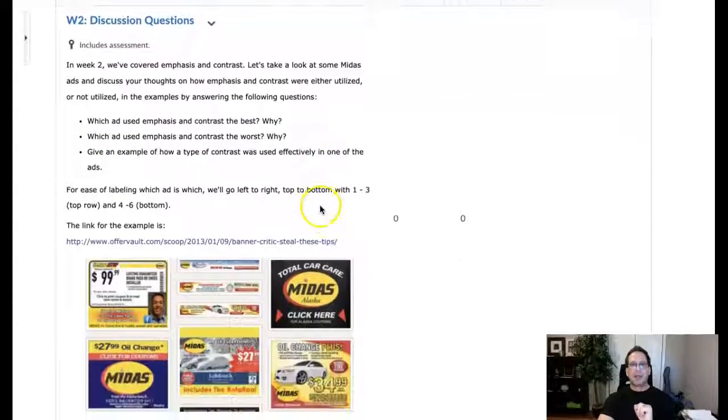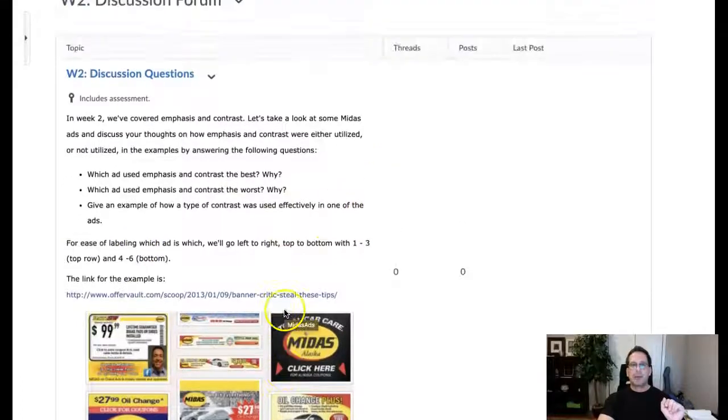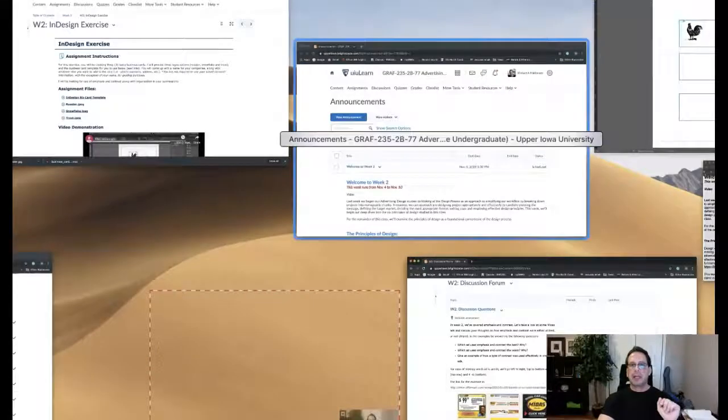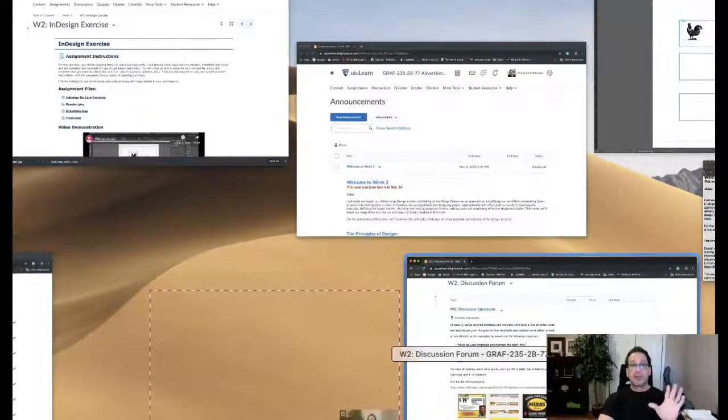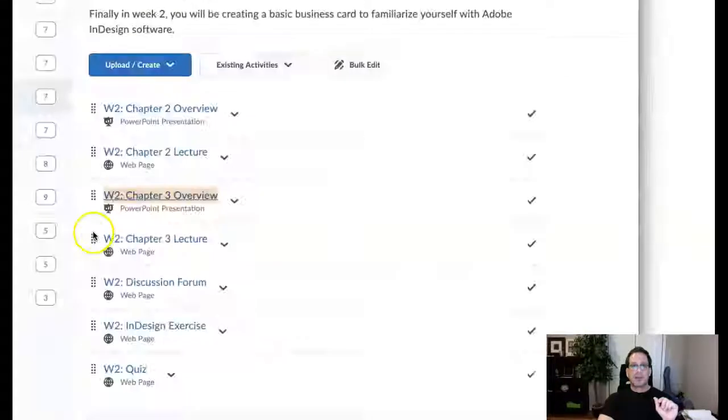So which ad uses emphasis and contrast the best? Tell why. Which ad uses emphasis and contrast the worst or lacking? Tell why. And give an example of how a type of contrast was used effectively in one of the ads. That will point back to the lecture, so please be sure to view those lectures. Okay, enough of week 2 discussion. I think that's pretty self-explanatory.